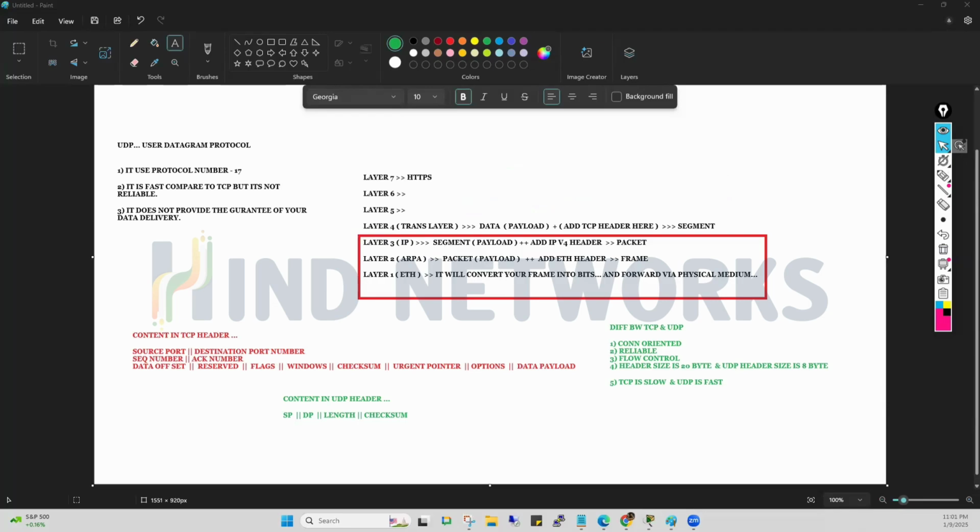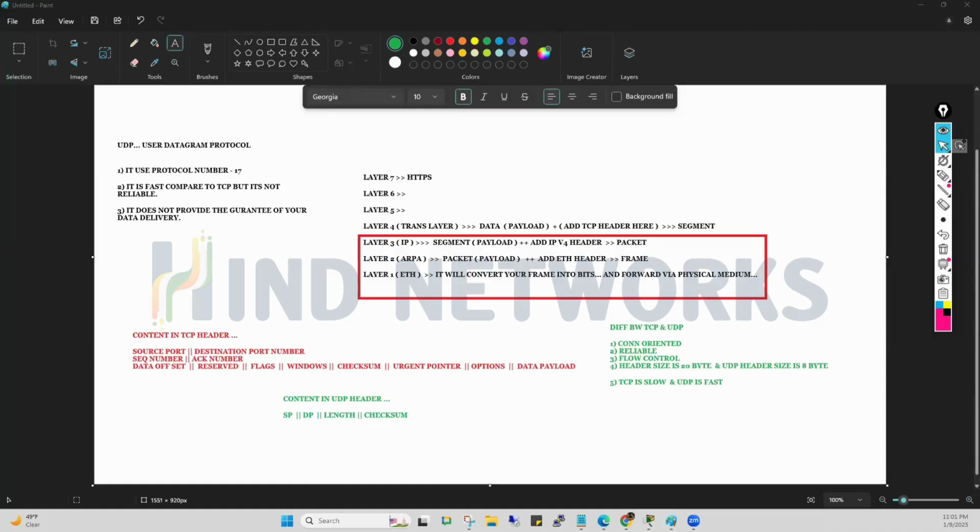Now there is the urgent pointer field. For example, if you want to prioritize any data and deliver it very immediately, the urgent pointer field is used. Clear? And the last one is options. Nowadays it is not generally in use, but it is used in the case of MSS. So leave it. Next is data. That is called the complete payload. It carries the actual application data.